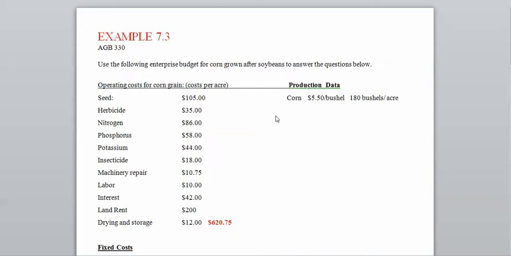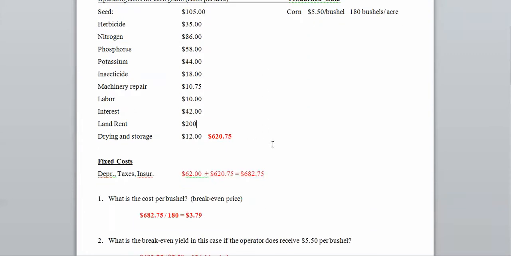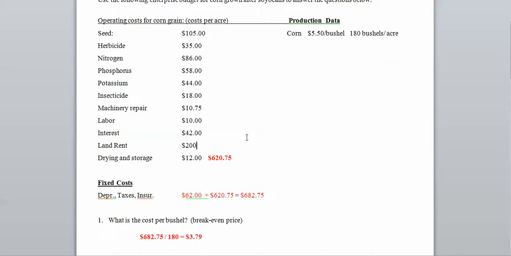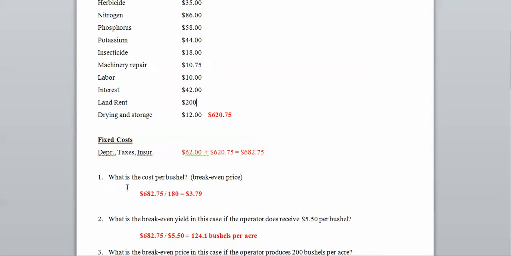On the right hand side you see some production data, as in a 180 bushel corn crop we are planning on, and $5.50 price. We will be using that information as we go down to answer the following questions. First question is, what's our cost per bushel or break-even price?